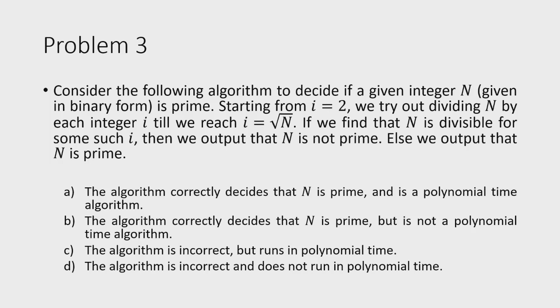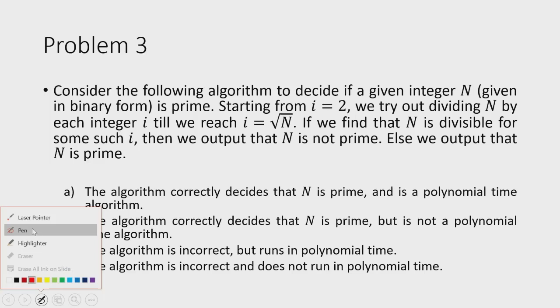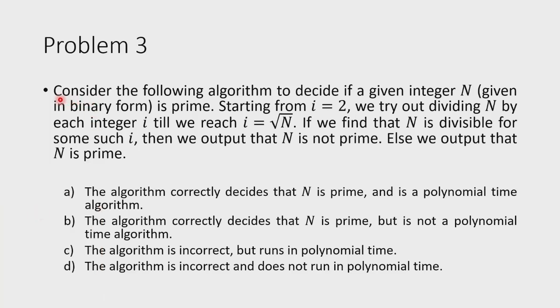Yeah, so this is a mouthful, so let's go over it slowly. Consider the following algorithm to decide if a given integer n, the integer is given in binary form, is prime or not. This is a very standard algorithm. I think all of you would have coded this up in C or C++. So the algorithm is as follows.